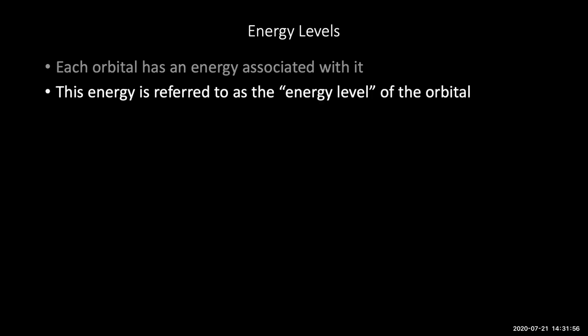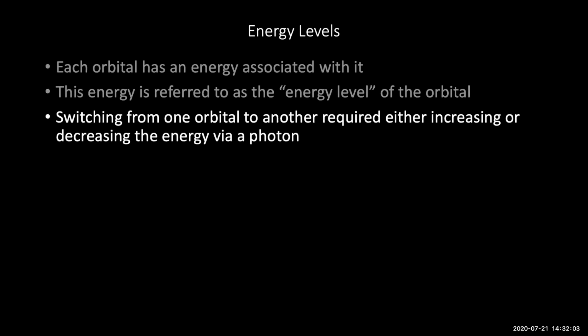Now, each orbital has a specific amount of energy associated with it, and only that energy. It cannot be higher or lower. It is very specific. The energy of an orbital is referred to as an energy level, and switching from one orbital to the other requires either increasing or decreasing the amount of energy of your electron so that it matches the orbital level. And that is facilitated by photons.